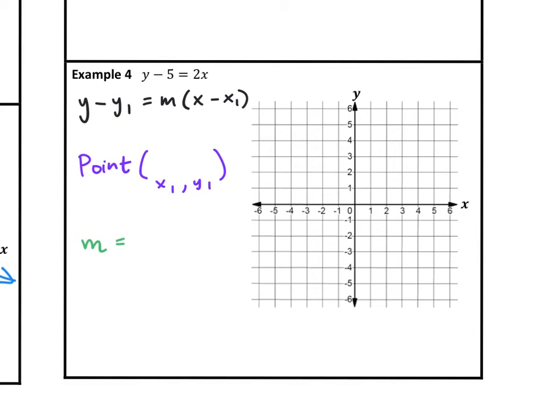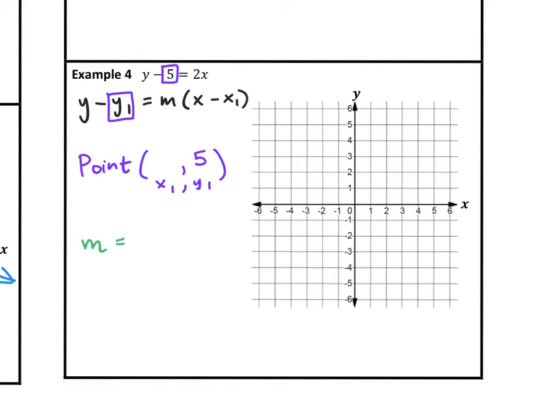I see that I have y minus 5. What's the opposite of minus 5? What's the opposite of negative 5? Positive 5, right? So that's my y1. My y1 is a positive 5, right? This value corresponds to this variable, right? So y1 is 5.